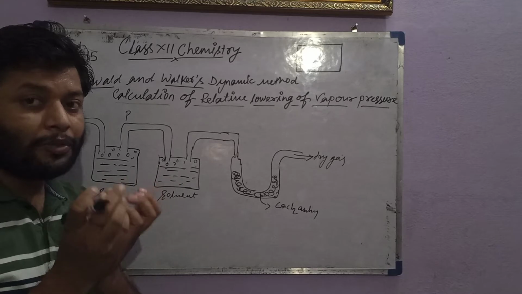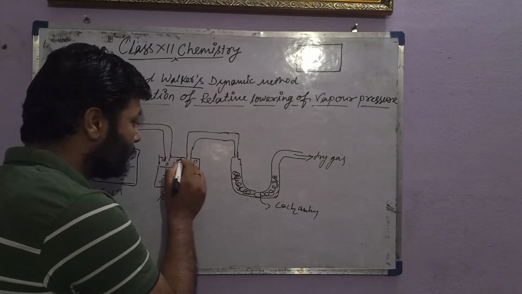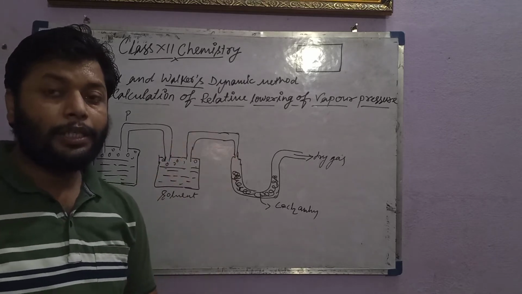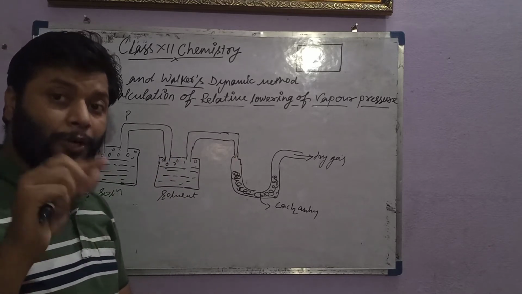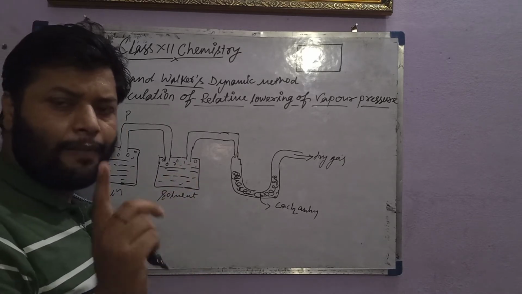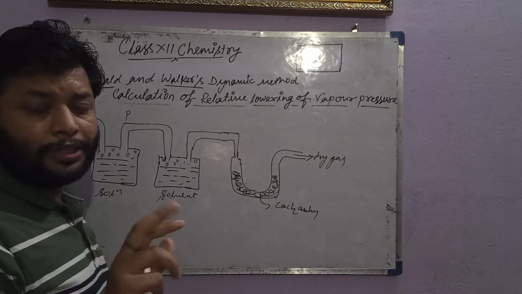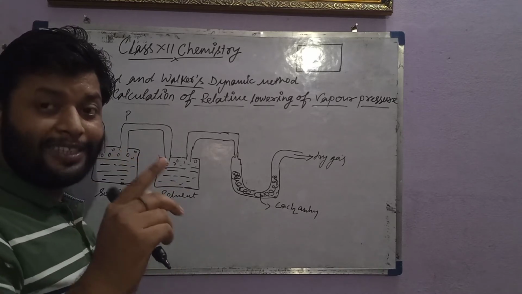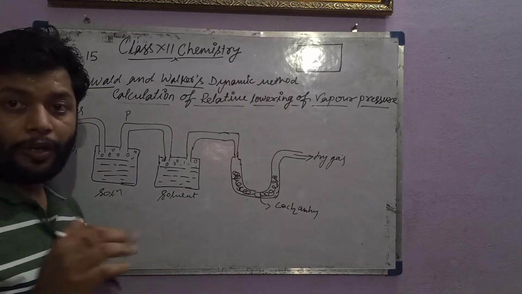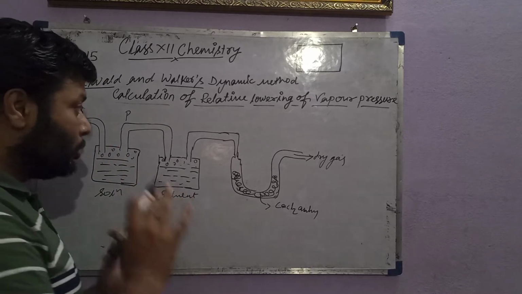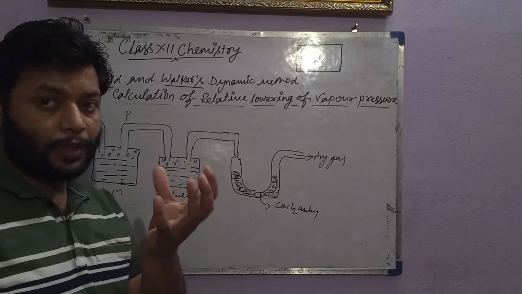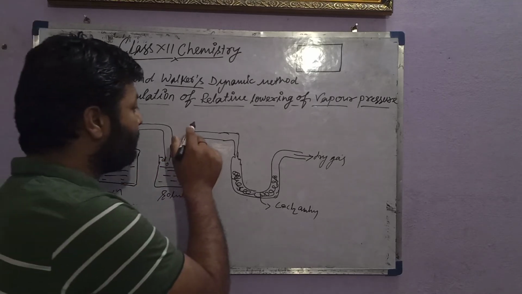So what is the amount of vapor mixed here? The vapor saturation of the solvent is called the pure condition, so there will be P naught now. P naught is always greater than P. You know that P naught is the vapor pressure of the pure solvent, which is always greater than the vapor pressure of the solution, because here some non-volatile solute is already added. So the amount of vapor the dry gas now takes up is equal to P naught minus P.